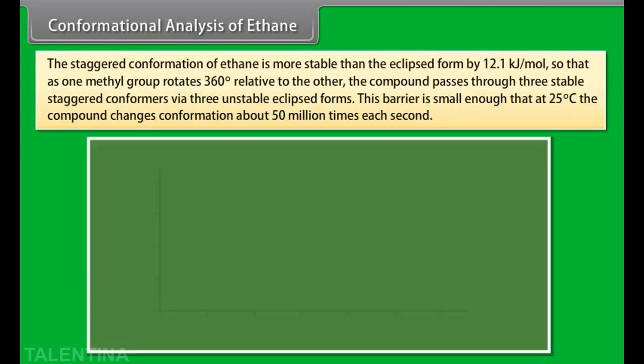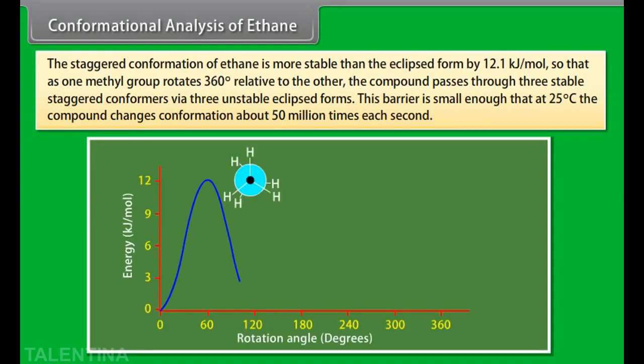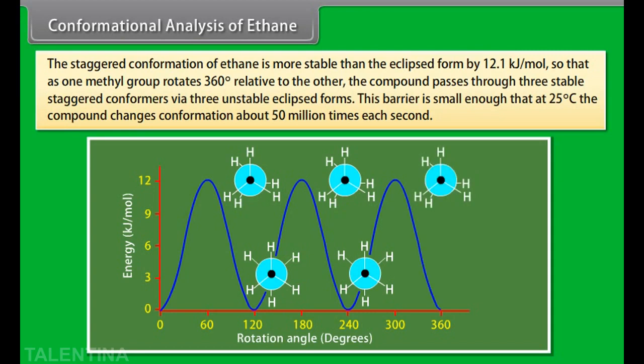The staggered conformation of ethane is more stable than the eclipsed form by 12.1 kJ per mole, so that as one methyl group rotates 360 degrees relative to the other, the compound passes through three stable staggered conformers via three unstable eclipsed forms. This barrier is small enough that at 25 degrees Celsius, the compound changes conformation about 50 million times each second. Sawhorse projection.